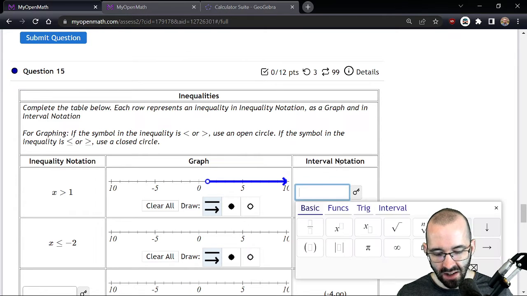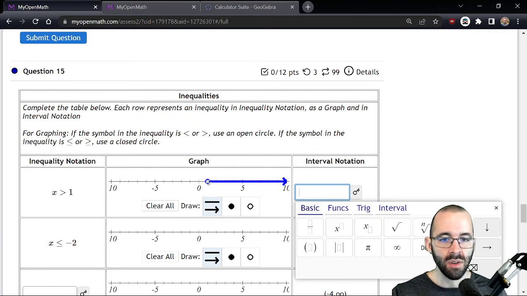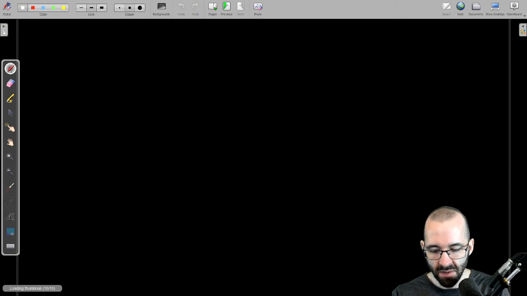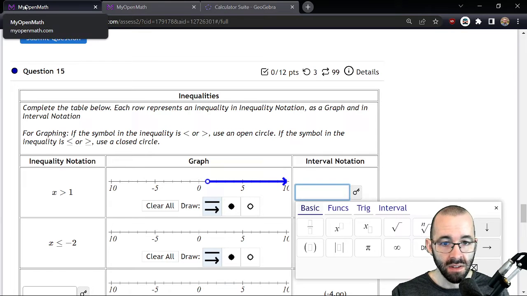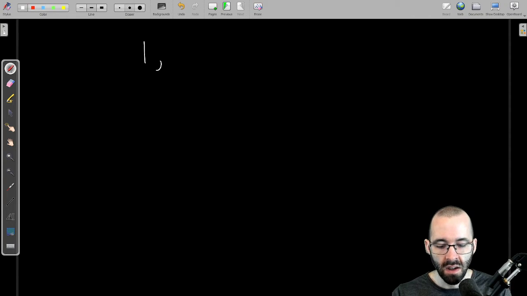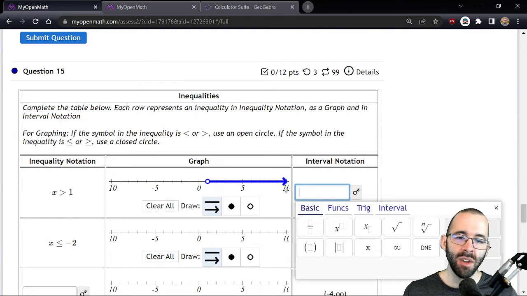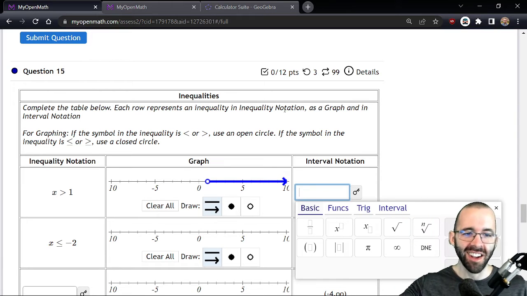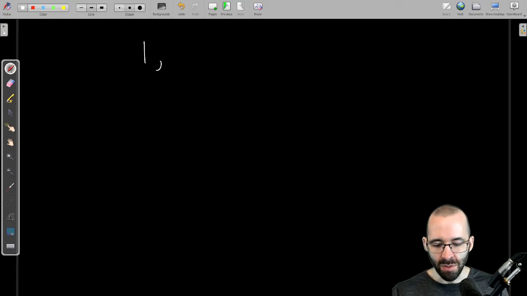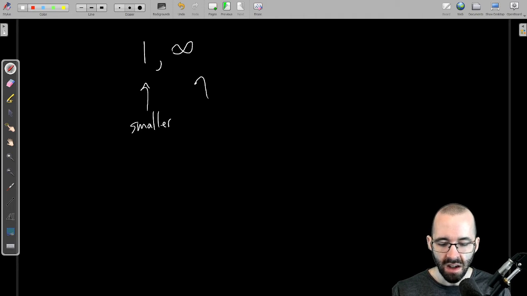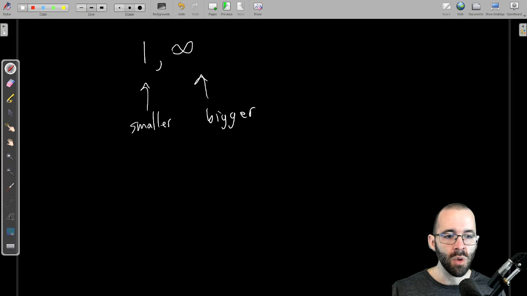Ta-da! And then in interval notation, how do we do that? Interval notation is always the smallest number on the left, biggest number on the right. The smallest number in what we've graphed is 1. Add a comma. What's the biggest number? Well, we go up to 10 on this graph, but there's an arrow. It can get as big as it wants. As big as it wants means infinity. This is always the smaller number on the left, the bigger number on the right. And then we finish with either parentheses or brackets.